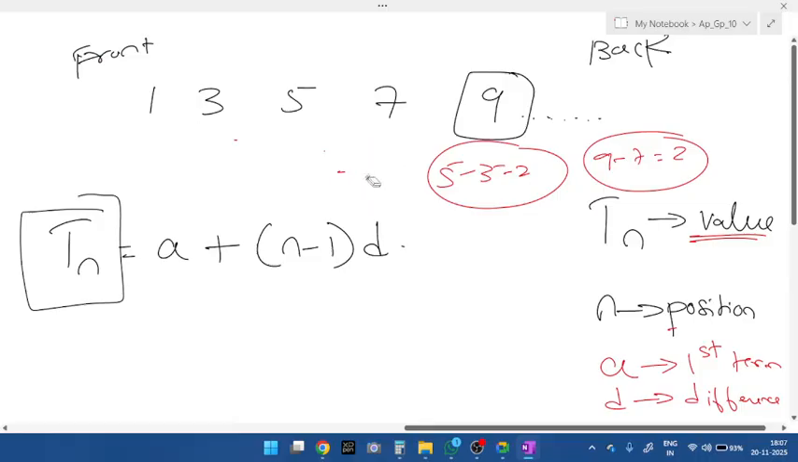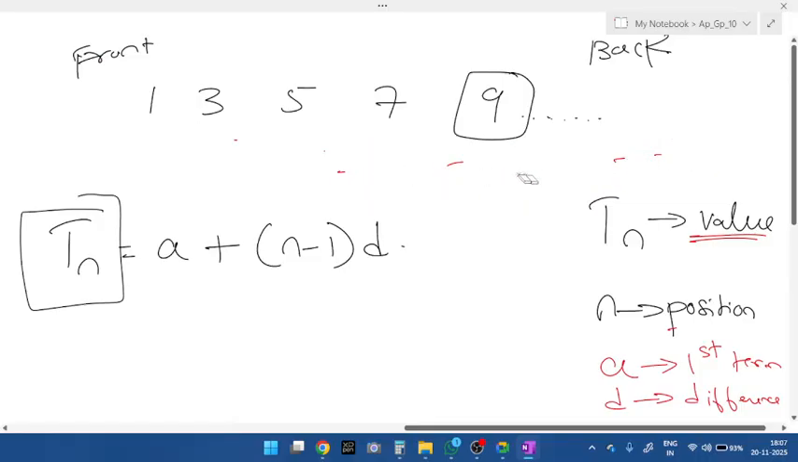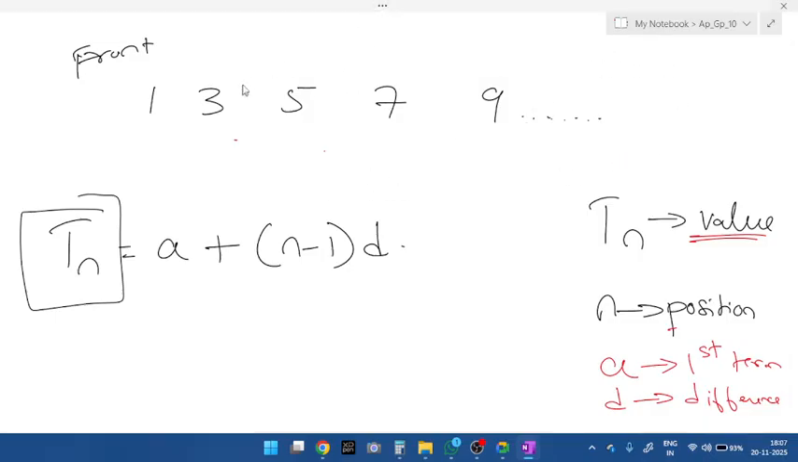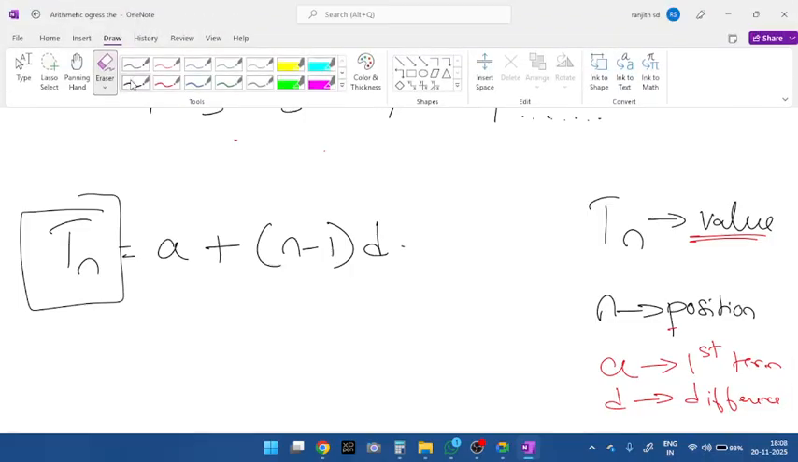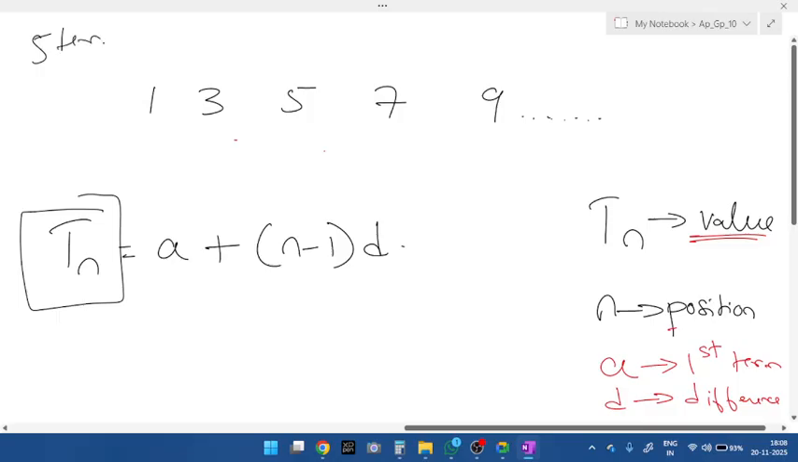Next part. From front, students, this is the question given. They have asked us to find total how many terms? Just a minute. Total how many terms are there, Charisha? In this question, how many terms? 5. What is the fifth term's value? Very good. Fifth term value is 9. I want you all to find the 15th term.